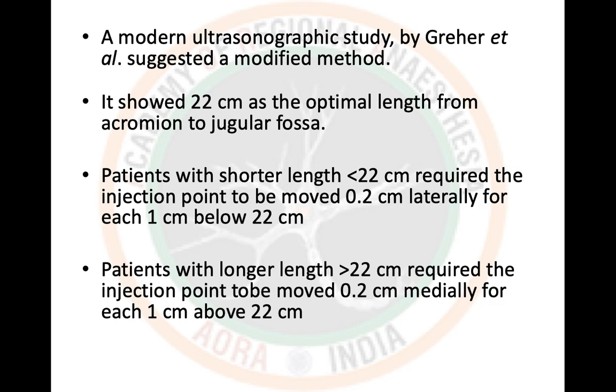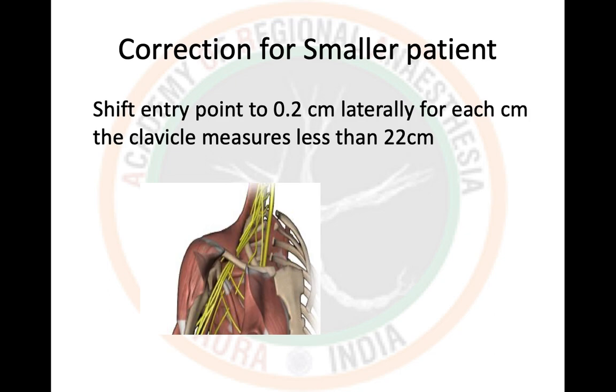Otherwise, there are chances of pleural puncture, there are chances of vascular puncture. And if the patient has a longer length than 22 centimeter, then you have to move medially, 0.2 centimeter medial for each 1 centimeter above. But in the Indian subcontinent, usually patients have length less than 22 centimeter.